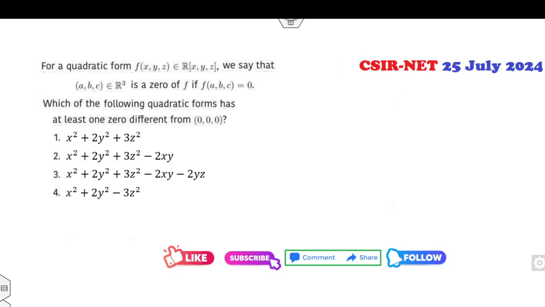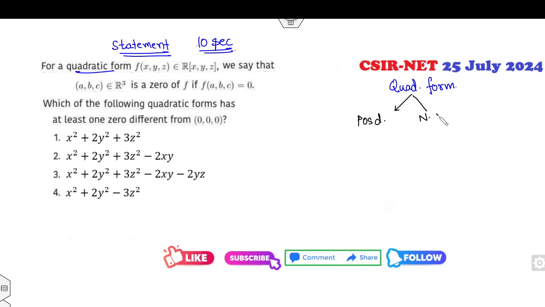Always remember, students, I always tell you in my last videos that you have to read the statement very carefully. Once you understand the statement, then you will get your answer in a 10-second time period. How? If you read the statement, the first word is the quadratic form. Which things come to your mind when the question is related to the quadratic form? That means whether it's positive definite, negative definite, or indefinite.